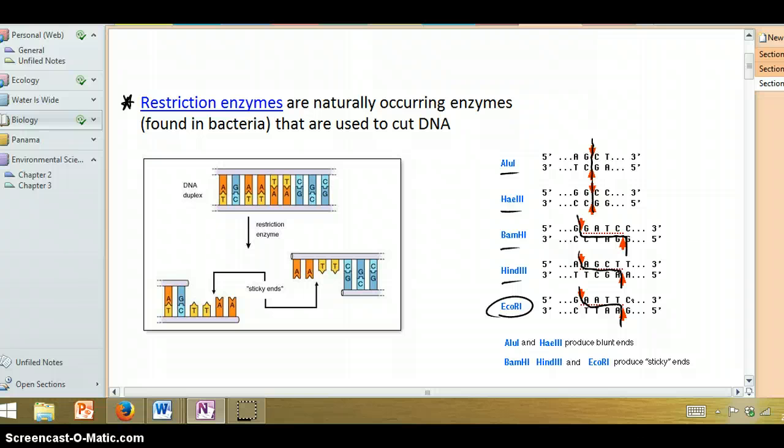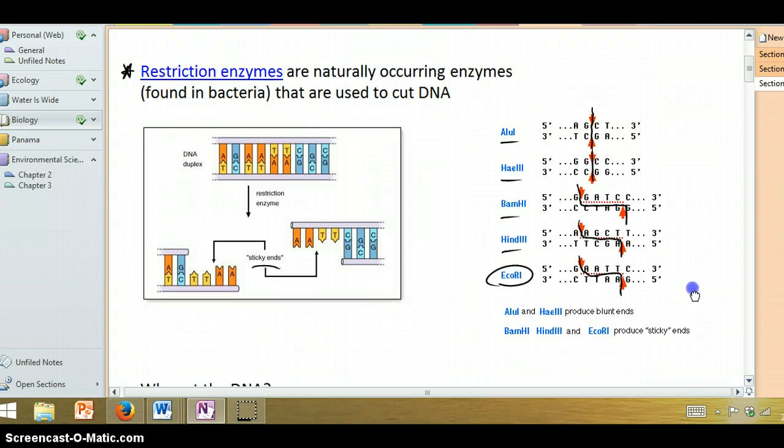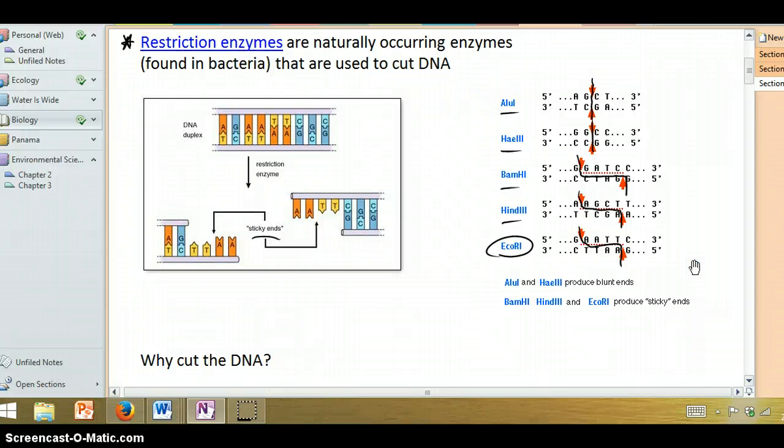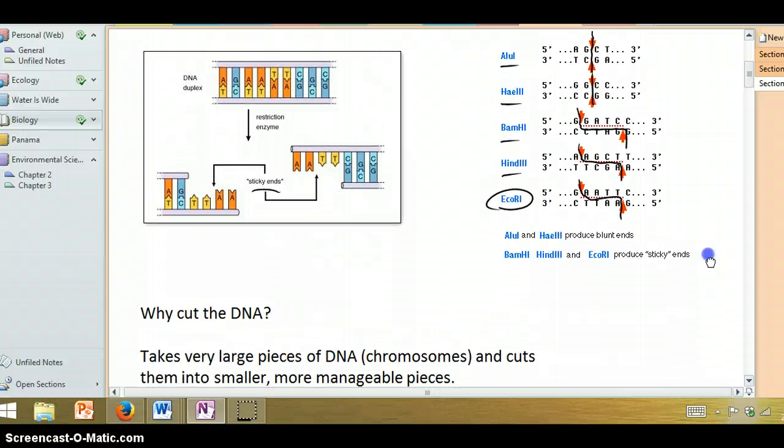Now notice when you cut in a zigzag pattern, what happens is you leave what are called sticky ends, that is unpaired bases on the ends of the piece of DNA you have cut. These sticky ends are very useful when we want to move DNA around and splice one piece of DNA into another piece of DNA, as we'll discuss in a moment.